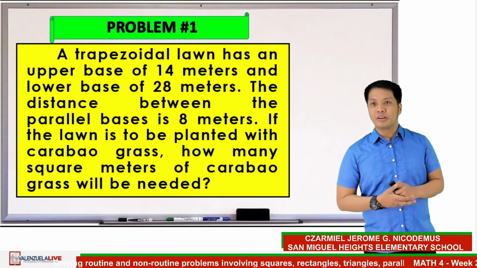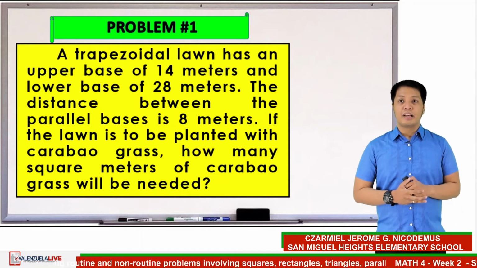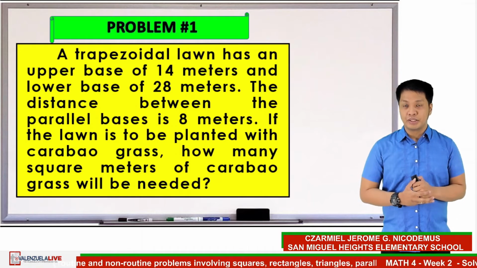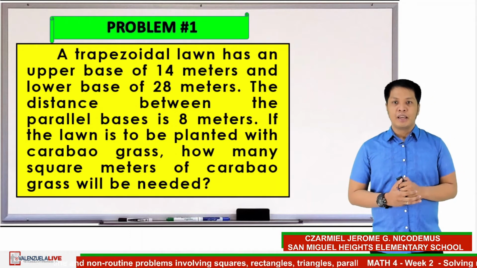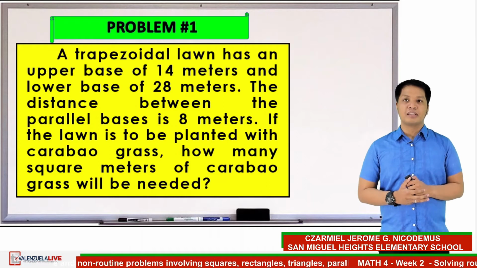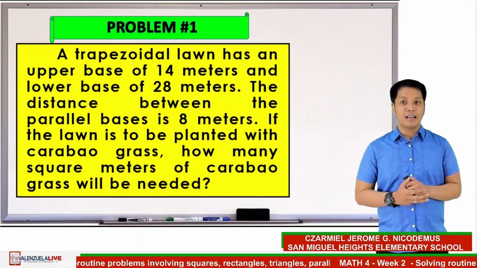So, a trapezoidal lawn has an upper base of 14 meters and a lower base of 28 meters. The distance between the parallel bases is 8 meters. If the lawn is to be planted with carabao grass, how many square meters of carabao grass will be needed?